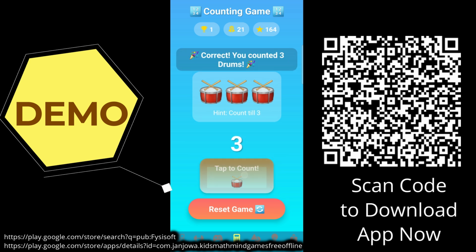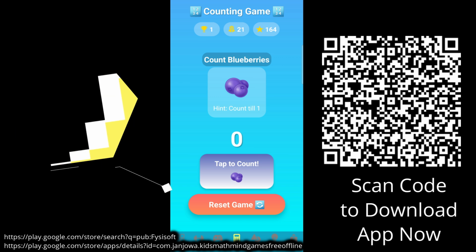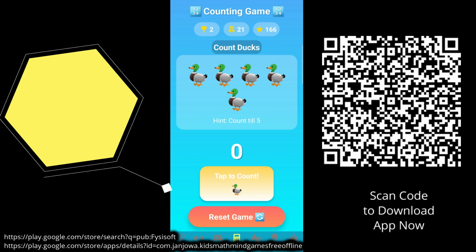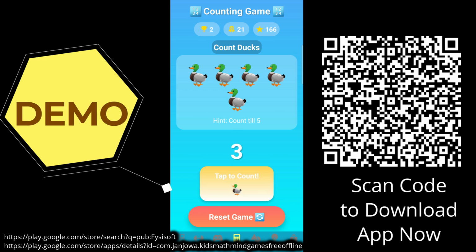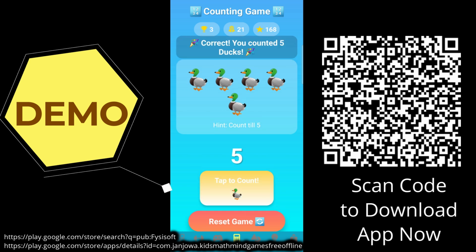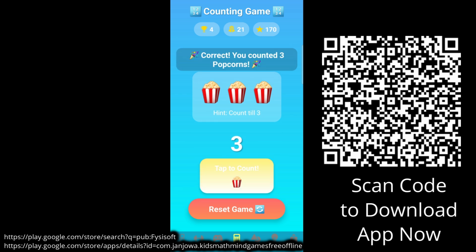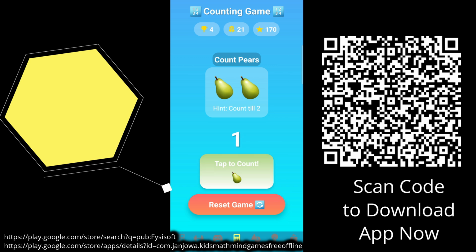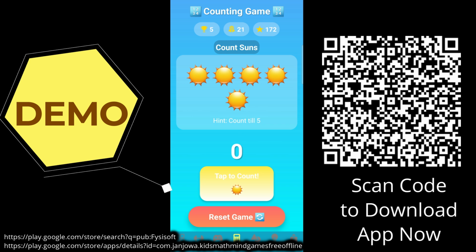1, 2. Great job. You counted 3 drums. Count blueberries. Great job. You counted 1 blueberries. Count ducks. 1, 2, 3, 4. Great job. You counted 5 ducks. Count popcorns. 1, 2. Great job. You counted 3 popcorns. Count pears. 1. Great job. You counted 2 pears. Count suns.